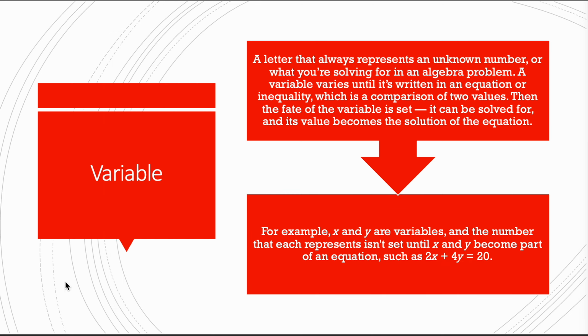But anyway, so 2x plus 4y equals 20. So x and y are the two letters in this equation, so they both are your variables. Okay, next.